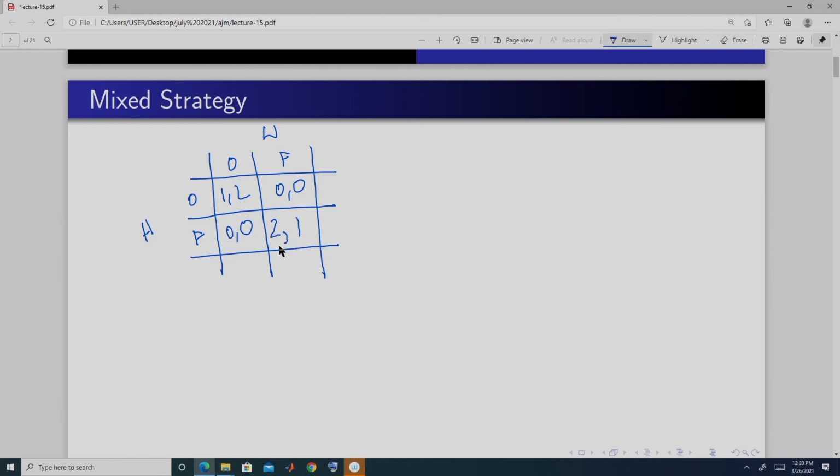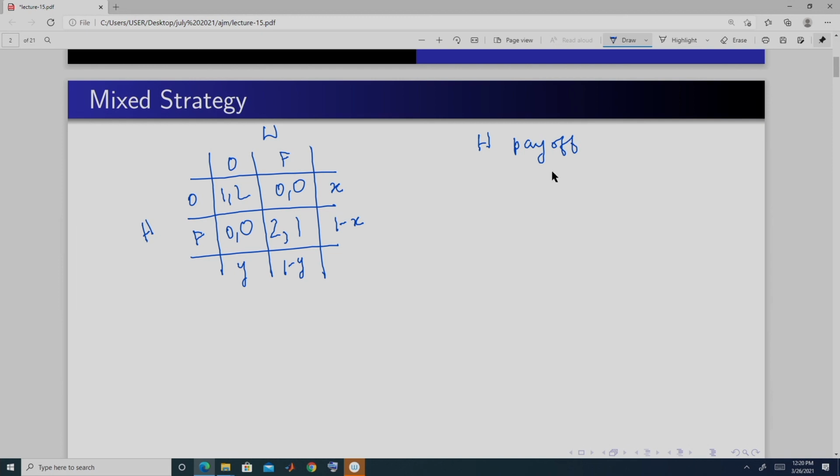Now here suppose player 1, that is the husband, attaches probability x to strategy O and attaches probability 1 minus x to the strategy F, and wife attaches y to the strategy or action O and 1 minus y to F. Now let's look at the husband's payoff.